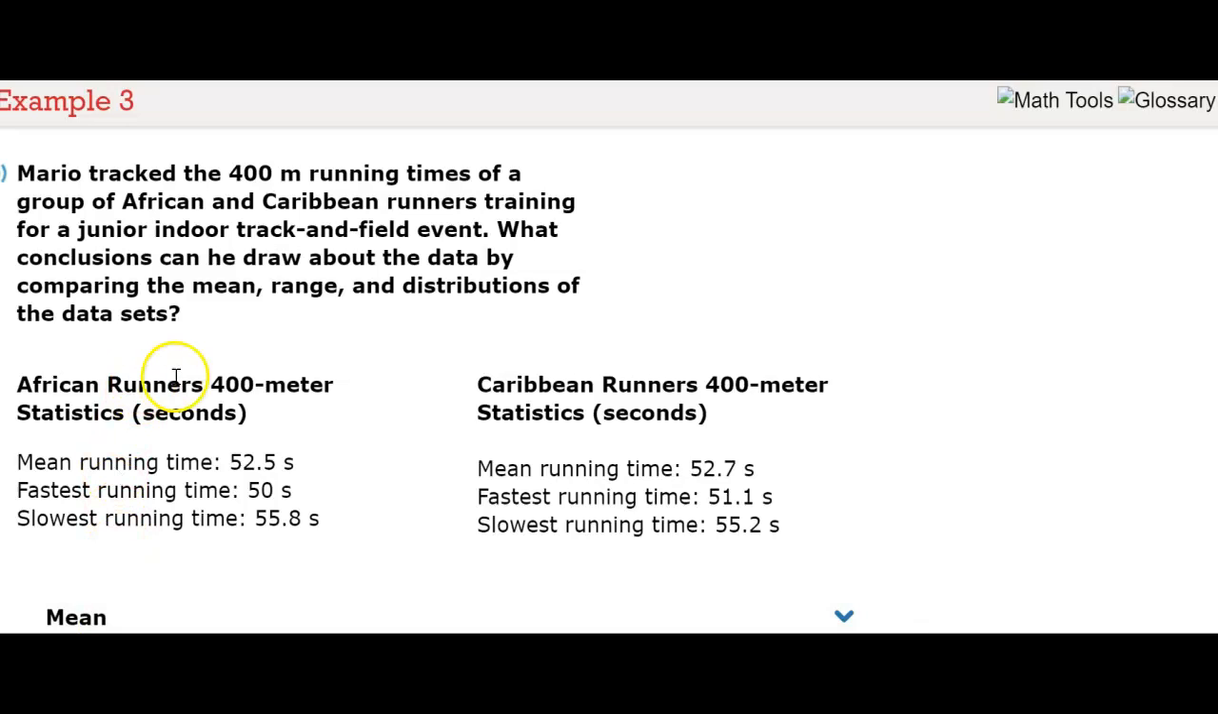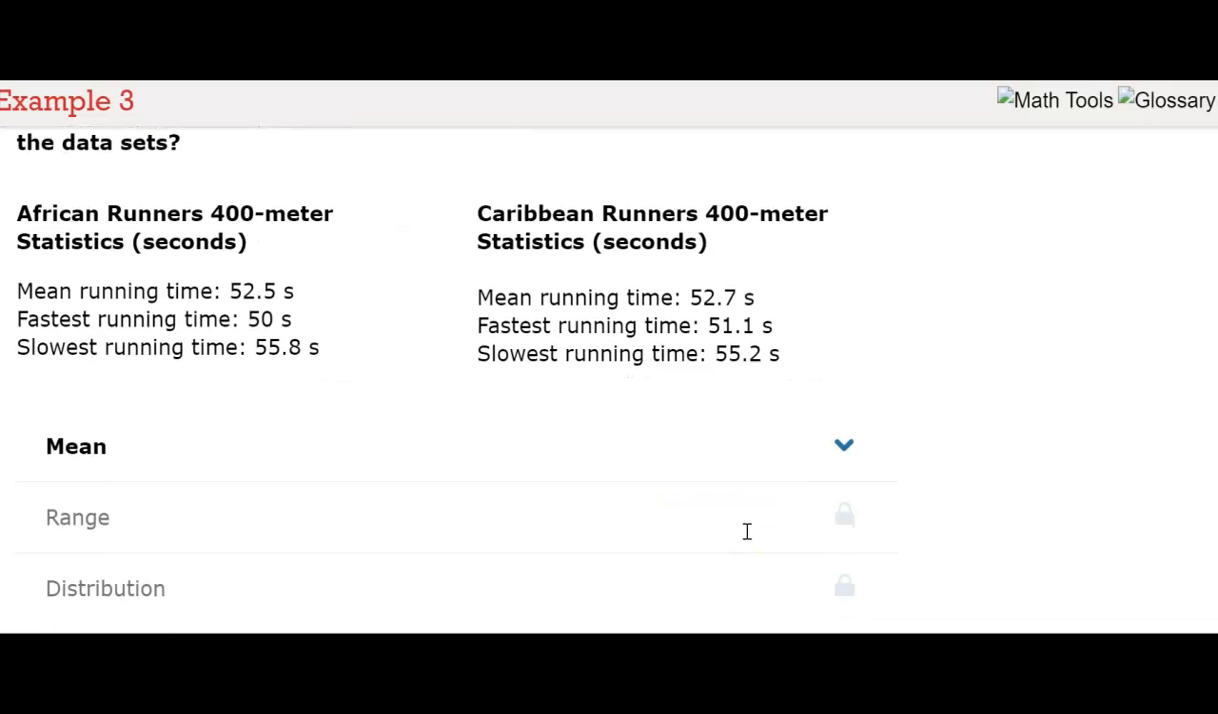African runners 400-meter statistics in seconds. Mean running time, 52 and 5/10 seconds. Fastest running time, 50 seconds. Slowest running time, 55 and 8/10 seconds. Then you have the Caribbean runners 400-meter statistics. The mean running time is 52 and 7/10 seconds. Fastest running time is 51 and 1/10 seconds. Slowest running time is 55 and 2/10 seconds.